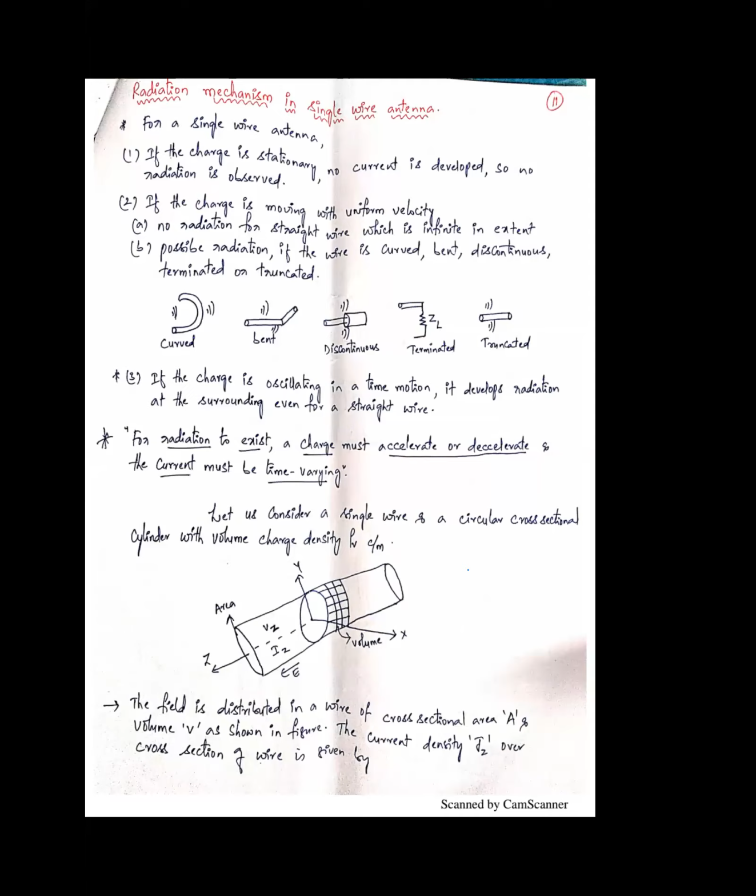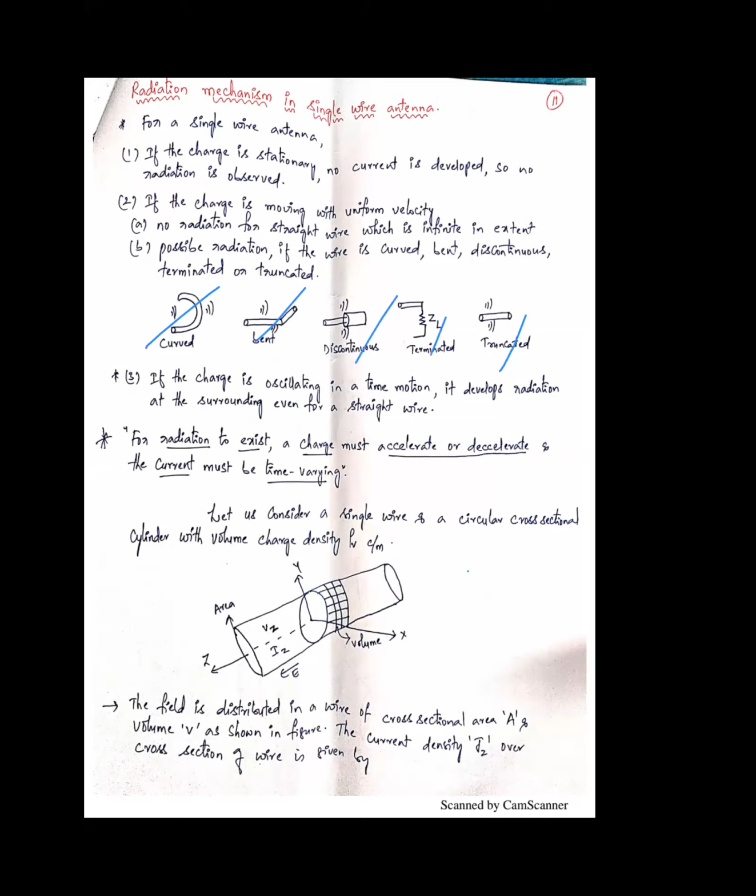Next, charge is moving with uniform velocity, and now radiation is possible if the wire is not straight. Not straight means it might be bent, it might be curved, it might be continuous, it might be terminated, it might be truncated. All these cases you can see here. In all these cases, a single wire can radiate when the charge is moving with uniform velocity. But it cannot radiate if the charge is stationary, and it cannot radiate if the charge is moving but the wire is straight and infinitely long. Understood this part?